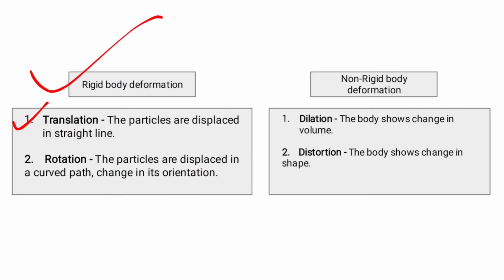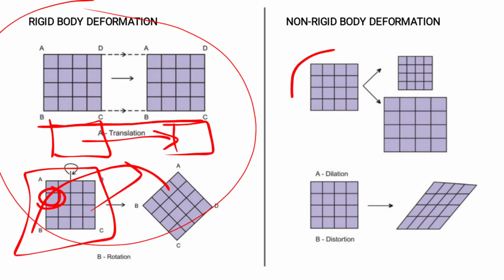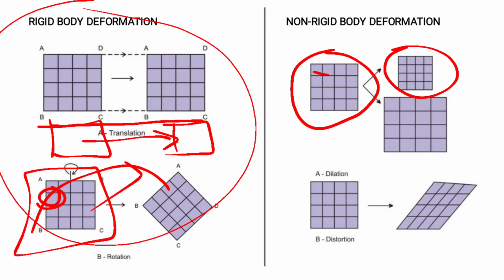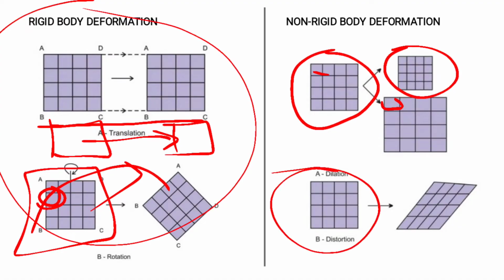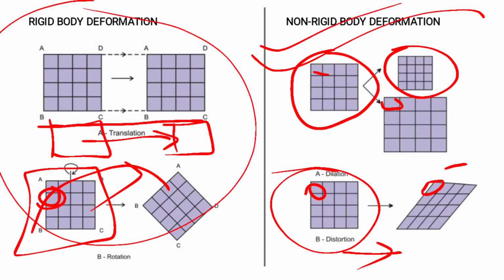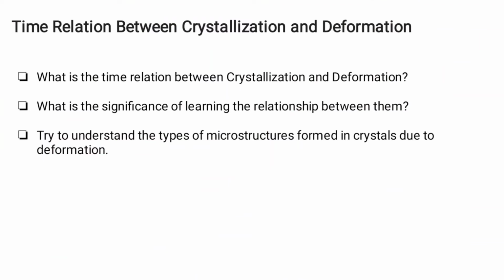Then we have non-rigid body deformation. Dilation means volume change. See, this is the initial one, and these are dilated: the square size increases. And then there is distortion, where the body shows a change in shape. The squares now become rhombuses. The shape changes. So these are non-rigid body deformations.